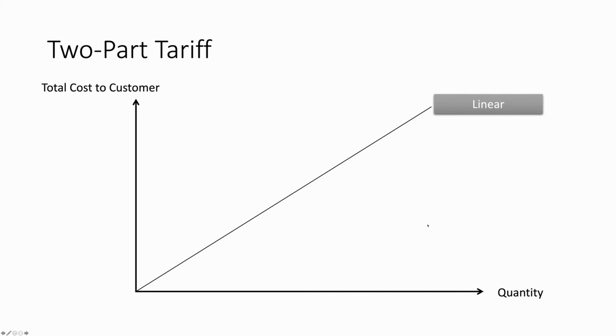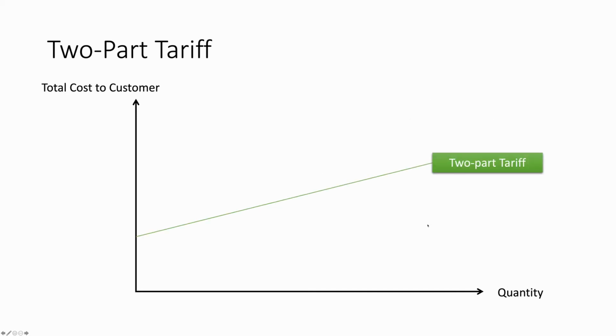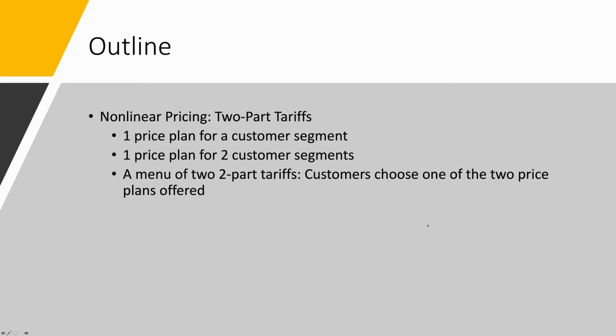So what a two-part tariff is, it does not start from the 0 point, but instead, a two-part tariff plan would start from a certain level of fixed cost to the customers without having to purchase anything, which is why this line intersects with the total cost axis not at 0, but at a certain value. So this is where the fixed fee is, and how steep this line goes, that's how much the variable fee, small f, is.